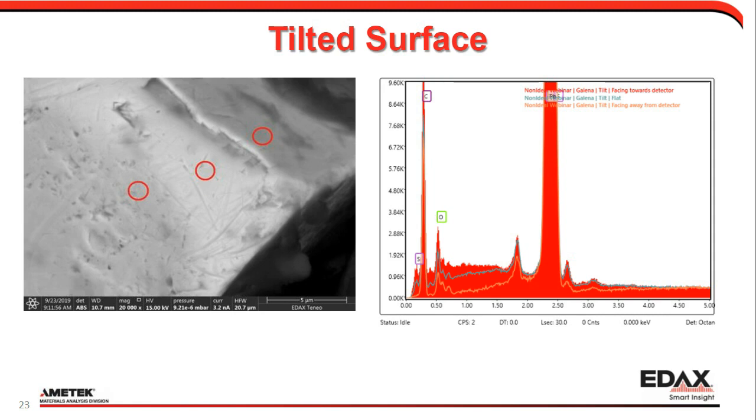And the spectrum from the flat surface is the cyan outline, so it shows a normal background and normal peaks. The cyan outline is in between the other two.